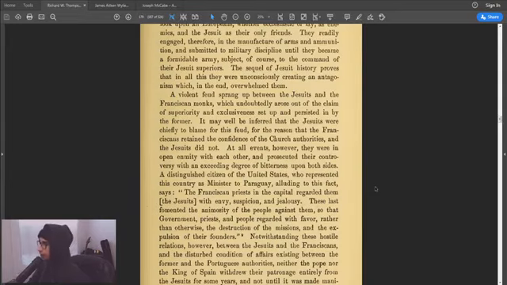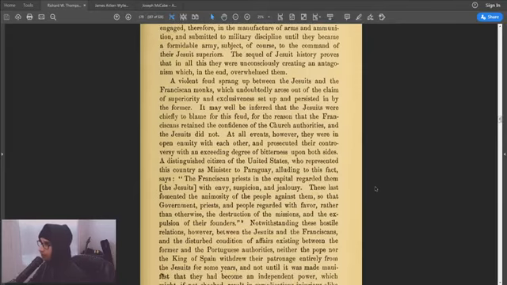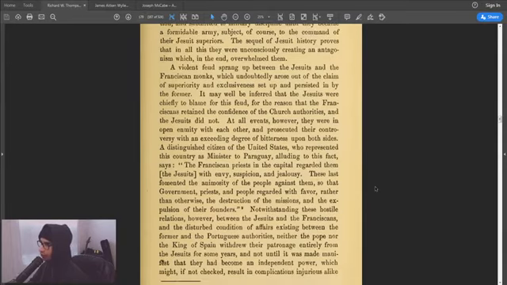At all events, however, they were in open enmity with each other and prosecuted the controversy with an exceeding degree of bitterness upon both sides. A distinguished citizen of the United States who represented the country as minister to Paraguay, alluding to this fact, says, quote, the Franciscan priests in the capital regarded them, the Jesuits, with envy, suspicion, and jealousy. These last fomented the animosity of the people against them, so that the government, priests, and people regarded with favor, rather than otherwise, the destruction of the missions and the expulsion of their founders, end quote.